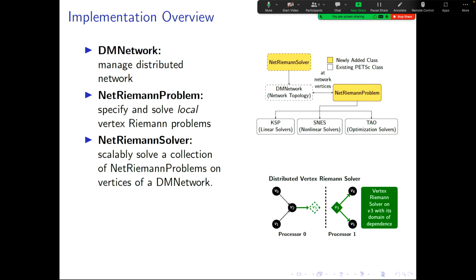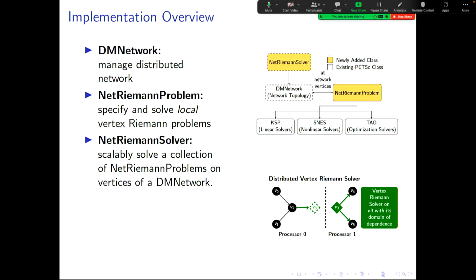So I want to do this at scale. I want to do this in parallel. I want to do this without wasting a ton of time. And because there is a variety of things that these vertex Riemann problems can be, they can be TAO, they can be SNES, they could be KSP type things, I just end up writing my own classes to try and abstract away all that, because the interfaces are very well defined. It's just the actual implementations that would change problem to problem quite a bit.